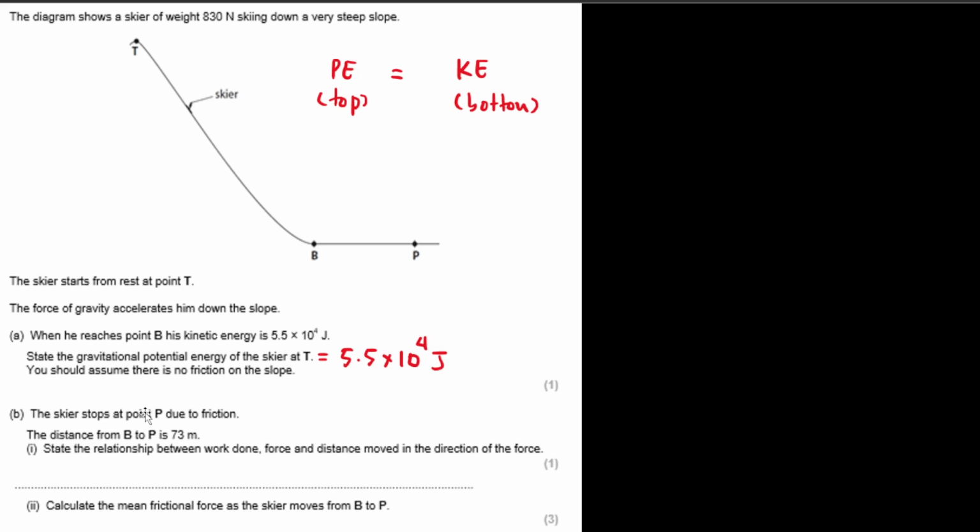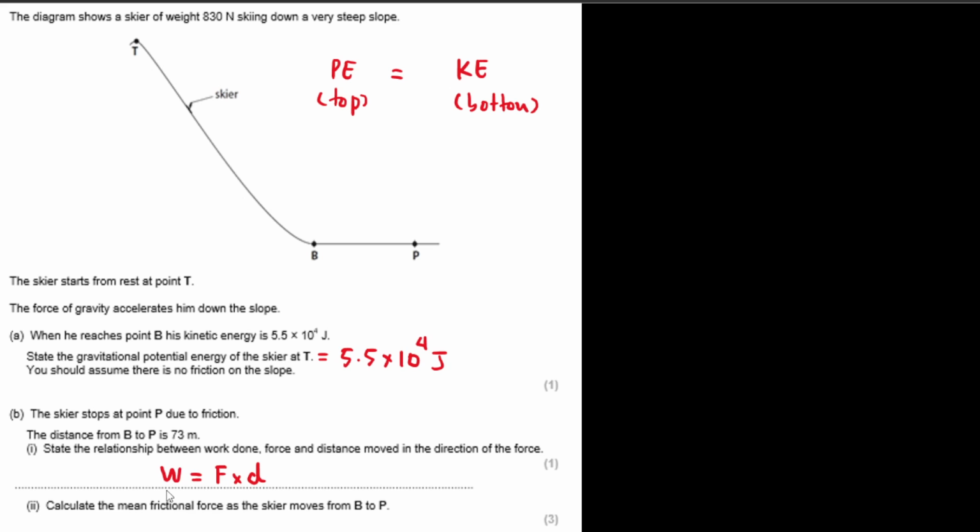The skier stops at point B due to friction. So he's going to slide over here, right? But then there will be friction. State the relationship between work done, force, and distance moved. Very simple. W is equal to F times D. Calculate the mean frictional force as the skier moves from B to P.